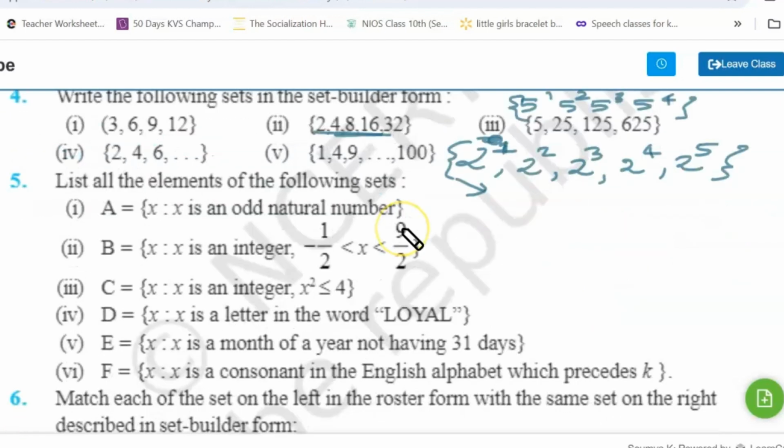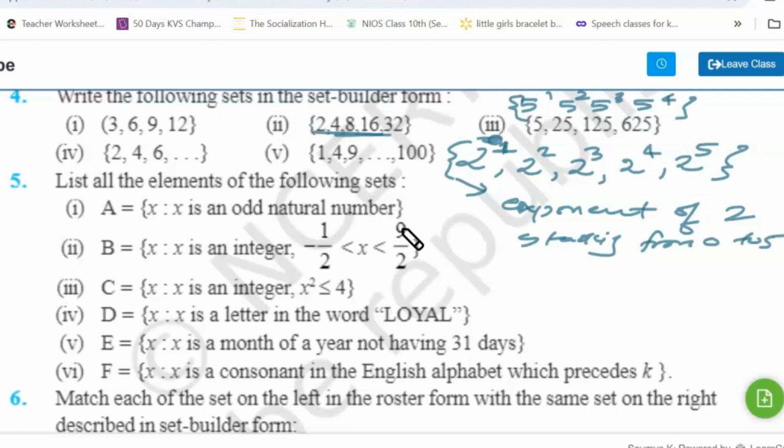Okay, you can see here this pattern is followed like this: 2 raised to 1, 2 raised to 2, 2 raised to 3, 2 raised to 4, 2 raised to 5. So the set builder form would be x, where x is a power or exponent of 2, starting from 0 to 5.